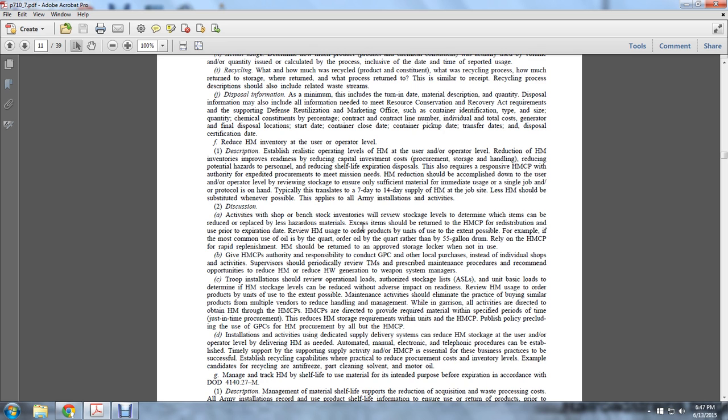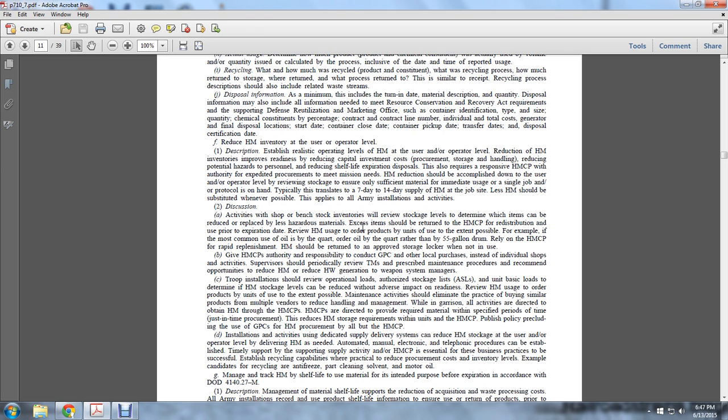Review the hazardous material usage and order products in the units of use to the extent possible. For example, the most common use of oil is to order oil by the quart rather than by a 55-gallon drum. Rely on the hazardous material control program for rapid replenishment. Hazardous materials should be returned and secured at the storage locker when not in use.